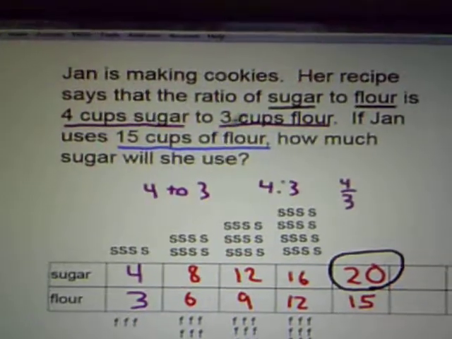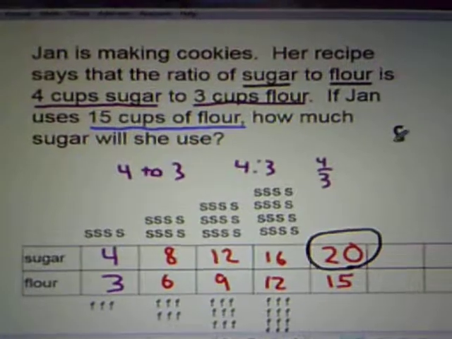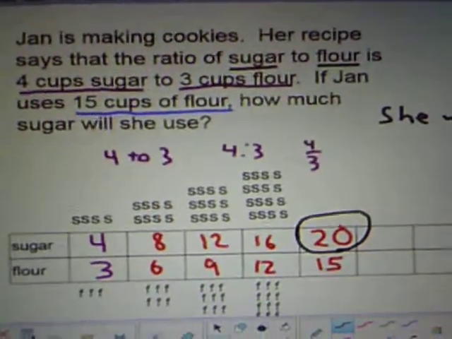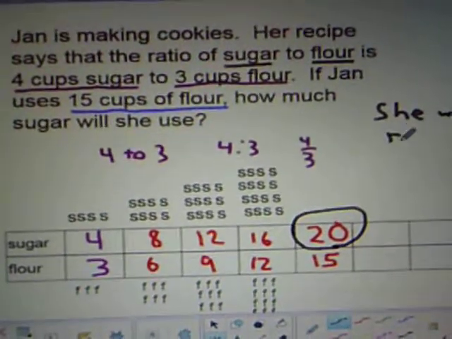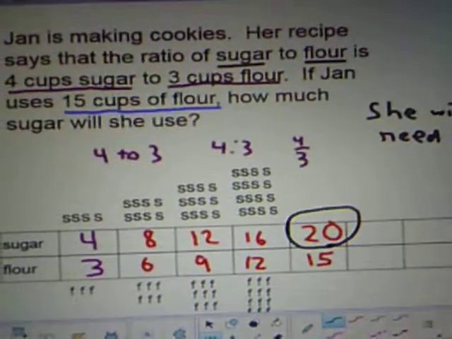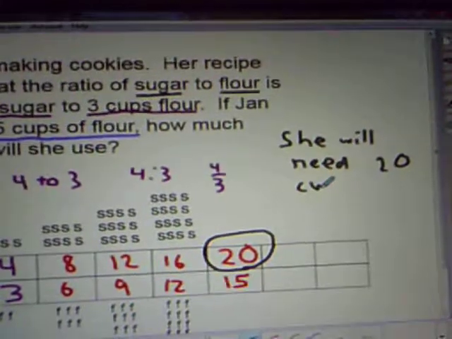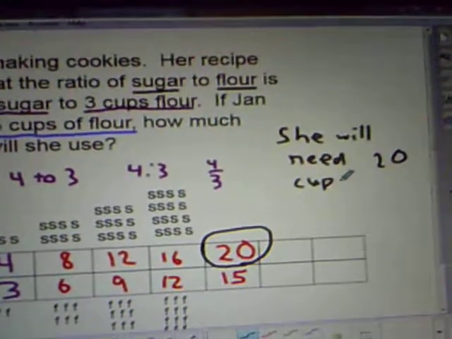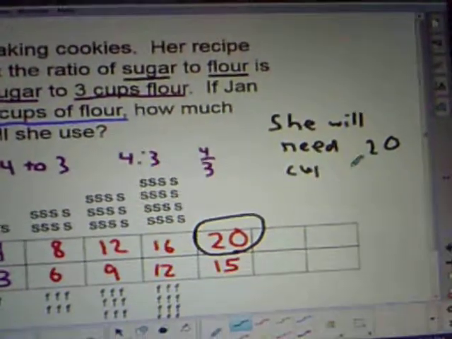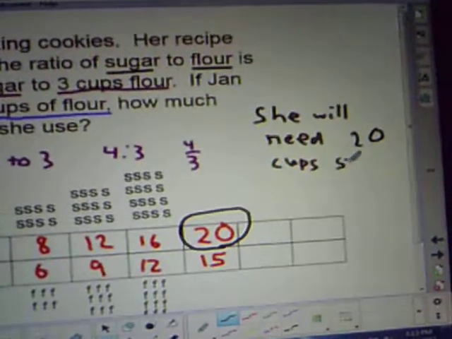So your answer to this question is if Jan uses 15 cups of flour, she will need, sorry, it's slow to write on this, 20 cups of sugar. Oops, that's supposed to be an S. So she'll need 20 cups of sugar.